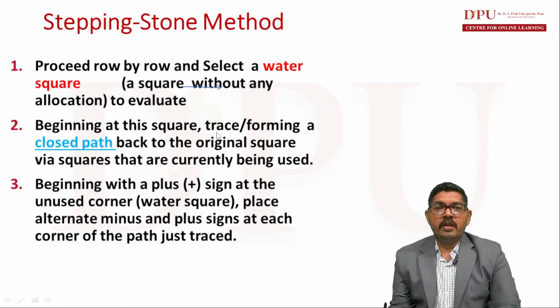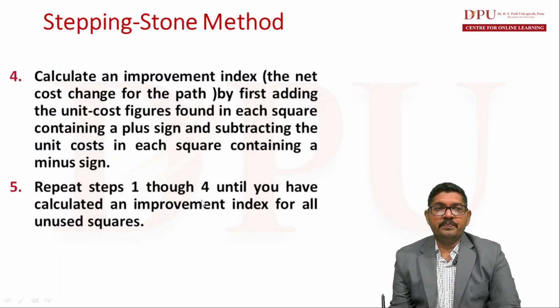Beginning at this square, trace a closed path back to the original square via squares that are currently being used. So we have to form a closed path where the allocations have been made from this vacant square. Beginning with the plus sign at the unused corner, the vacant square, place alternate minus and plus signs at each corner of the path just traced.